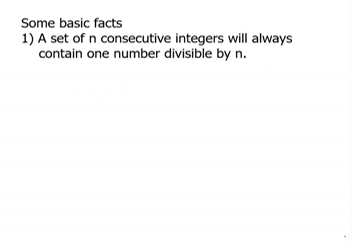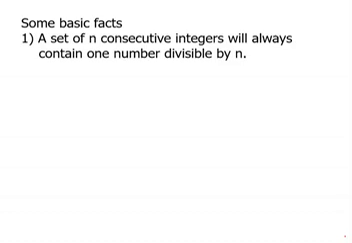Some basic facts. A set of n consecutive integers will always contain one number divisible by n. Now, why is that? Well, if you think about it, say the multiples of 17. Well, every 17 numbers, you get to another multiple of 17. The multiples of 17 have to be spaced 17 apart. And so if you think of the numbers as kind of wallpaper, every 17 spaces you go ahead, you're going to come to another multiple of 17.